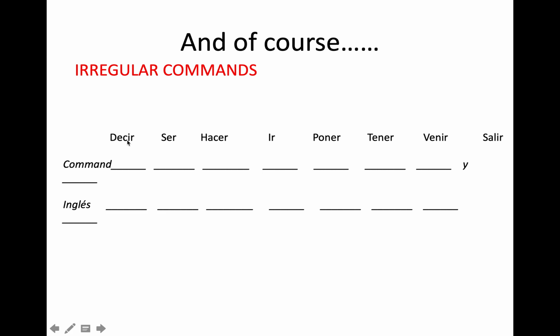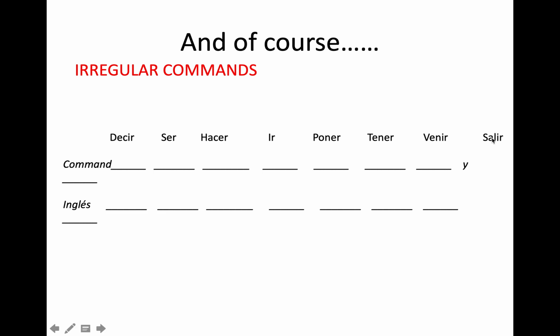So if decir is digo, take off the go, and I get D. I'm going to skip hacer for a second. Poner, the yo form is pongo. I take off the go, I'm left with pon, and that's the command. Pon, put. Tener is tengo. If I take off the go, I get ten, T-E-N, ten, and that means have. Ten paciencia, have patience. Venir, the yo form is vengo. Take off the go, I'm left with ven. Okay, ven a la clase, come to class.